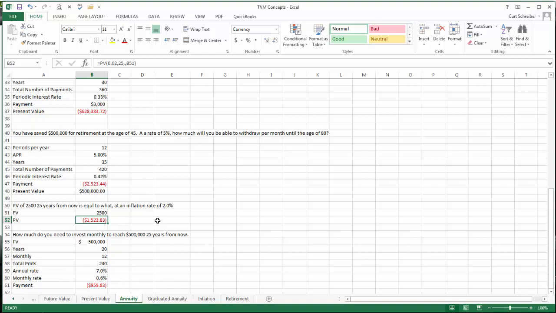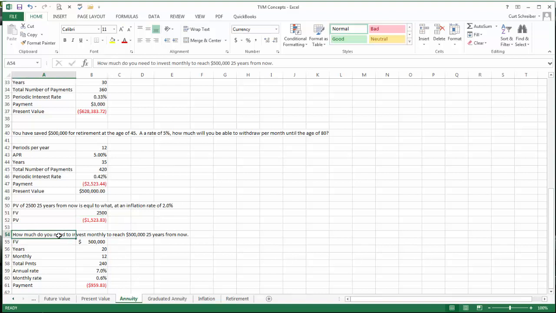So another way of thinking of that, inflation is the tendency for prices to rise. If prices rise 2% per year for the next 25 years, the equivalent today will be $1,523 compared to $2,500 in 25 years. $2,500 now will buy the same as $1,500 25 years from now.